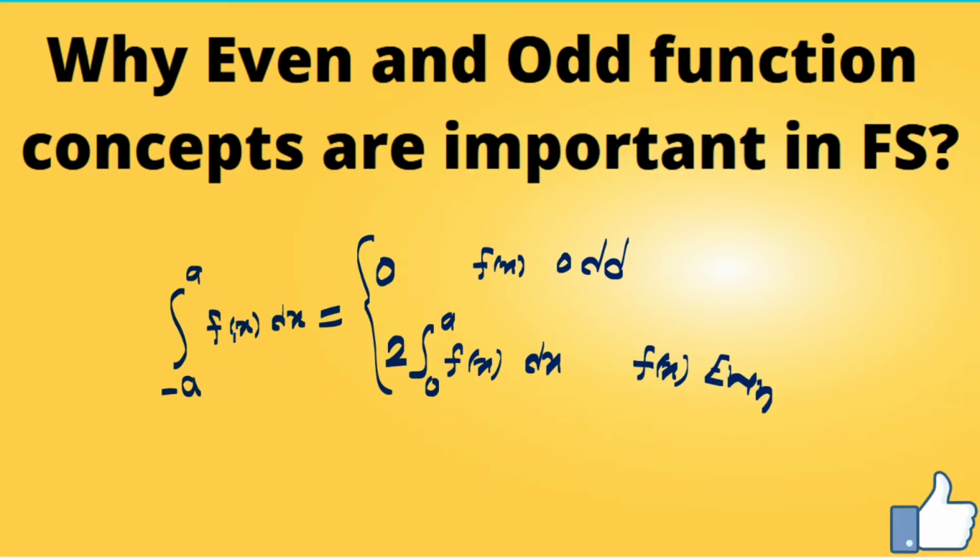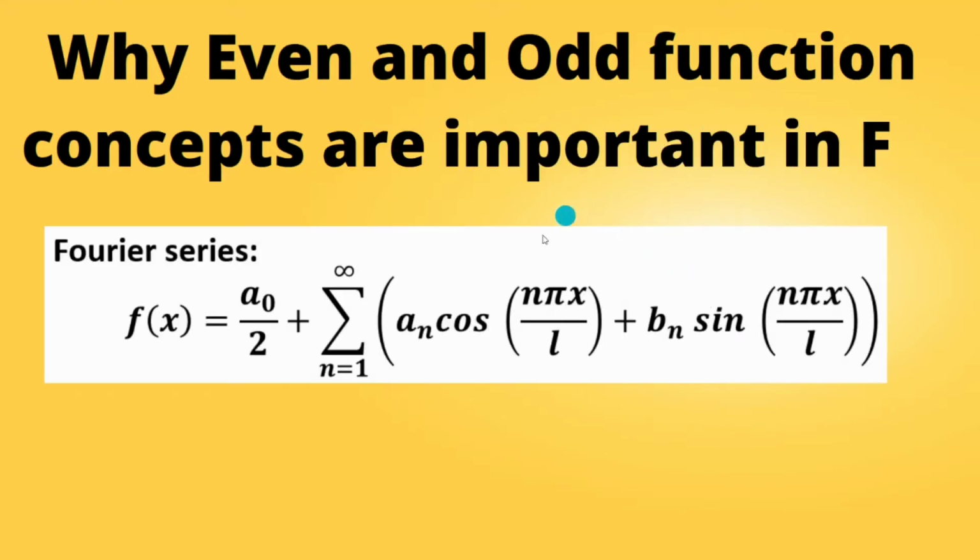When the integral from minus a to a of f of x, here f of x is odd, then we directly get the answer 0, and it is twice the integral from 0 to a of f of x dx if our function is an even function. This is a very important concept. Using this concept, we can solve the integration of Fourier series easily. Because we know that the formula of the Fourier series is f of x equals a0 by 2 plus summation n running from 1 to infinity of an cos n pi x by l plus bn sin n pi x by l. So this is our Fourier series formula.